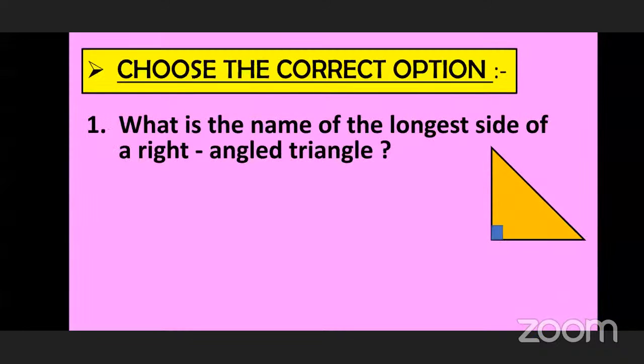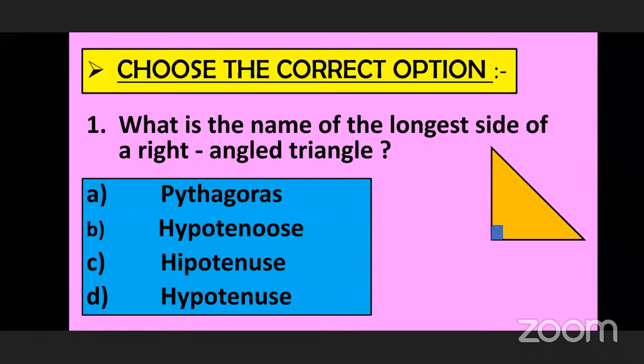Here the first question is, what is the name of the longest side of the right angle triangle? Hypotenuse. But I can see three spellings. Option C or D? Option D. Yes, option D, the answer is very correct. Wonderful, children.